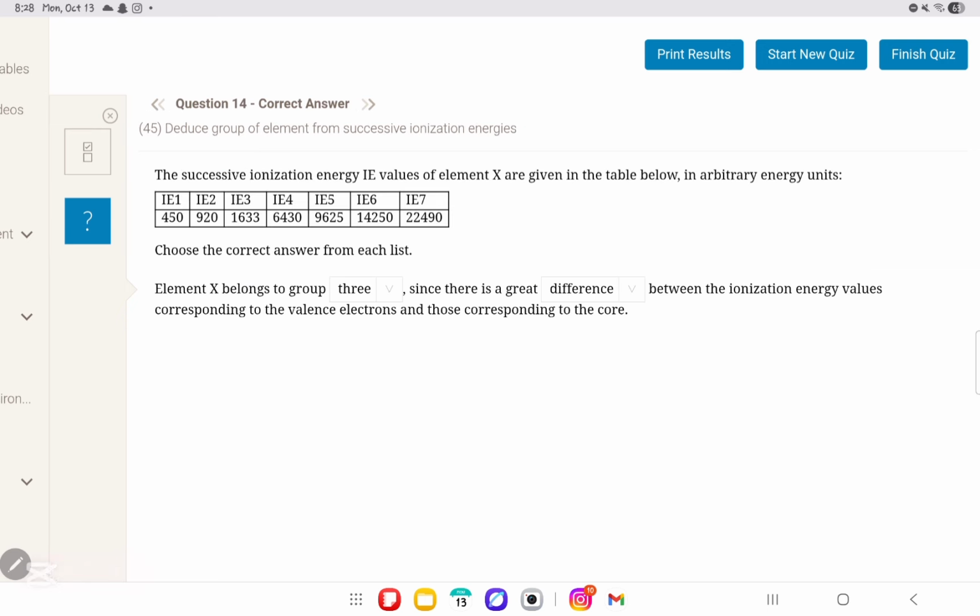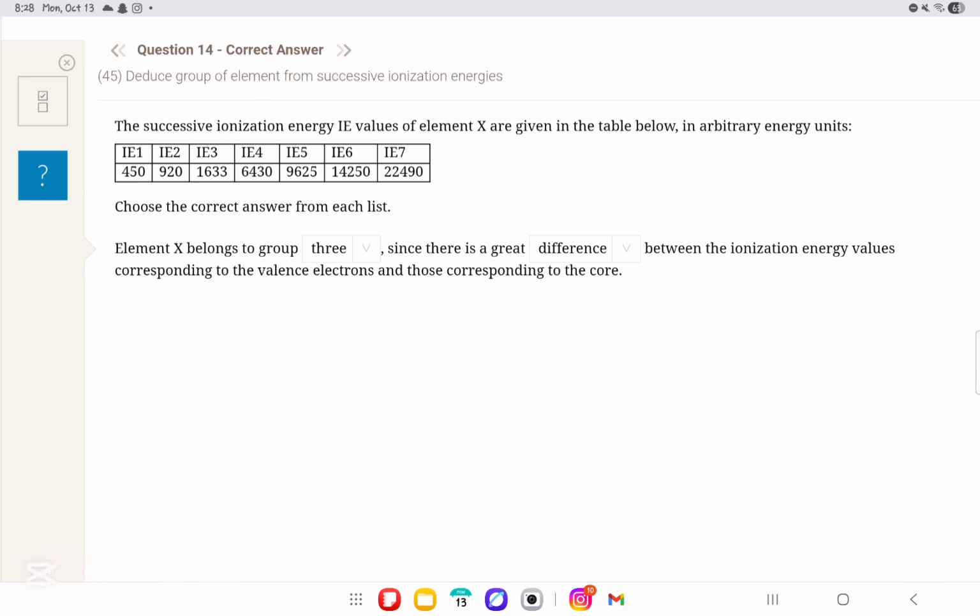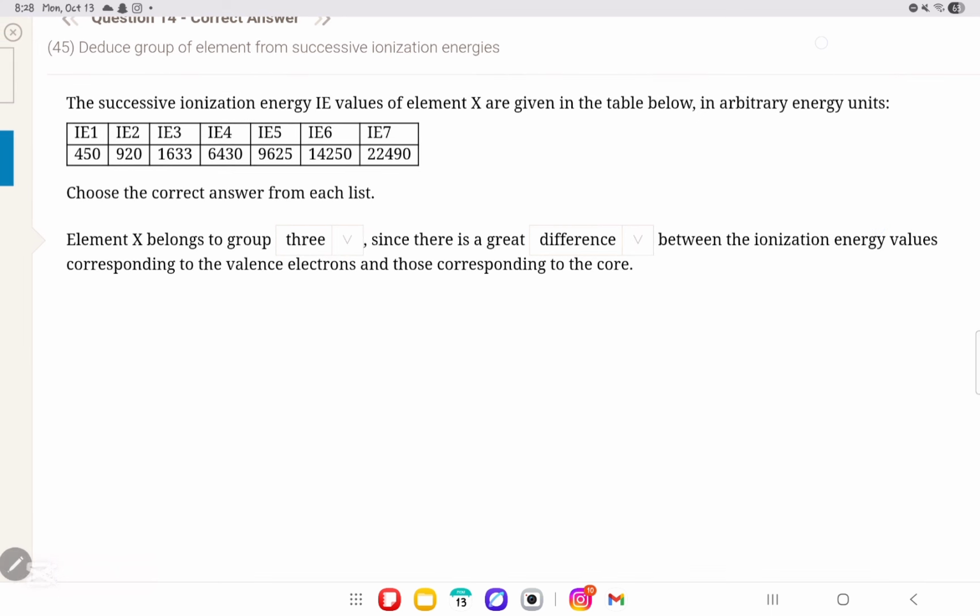We move on to question number 14. It says the successive ionization energy values of element X are given in the table below in an arbitrary energy unit. So they want us to find to which group X belongs. Very simply, we need to find the greatest jump.